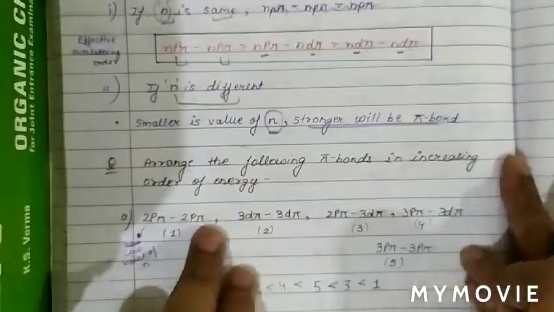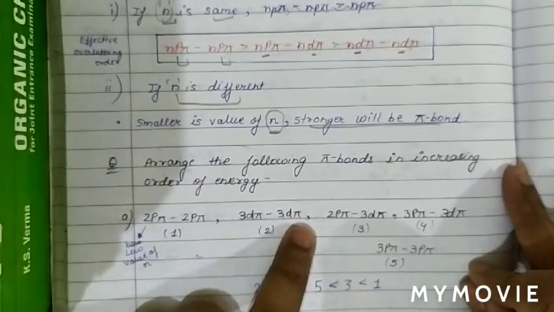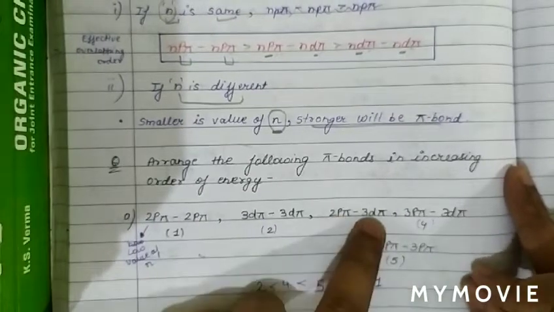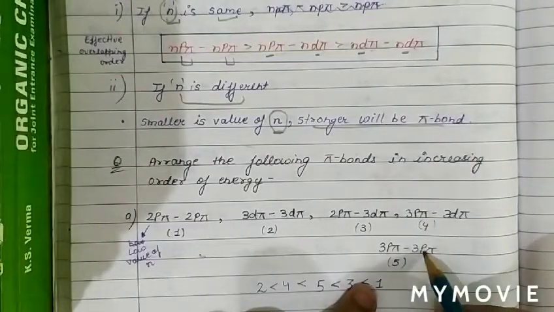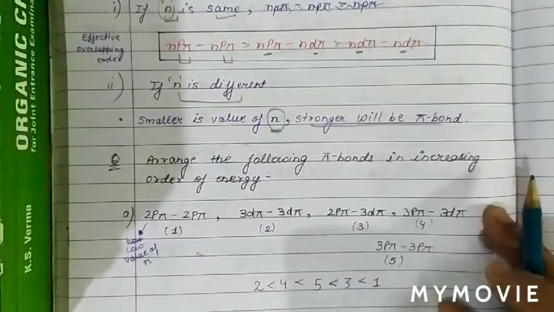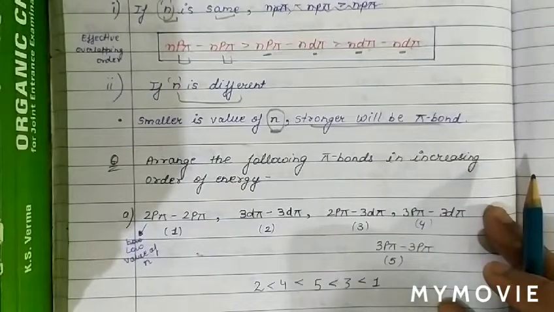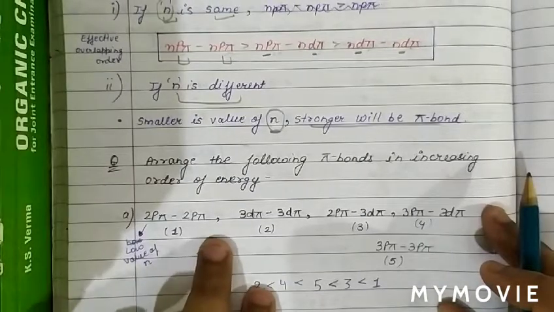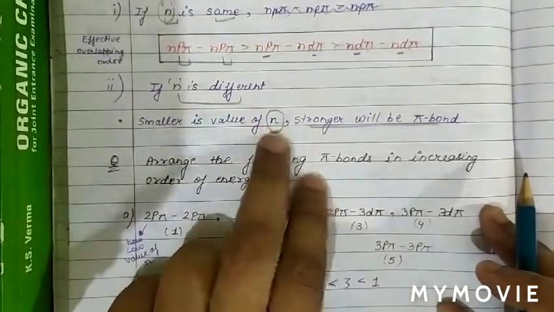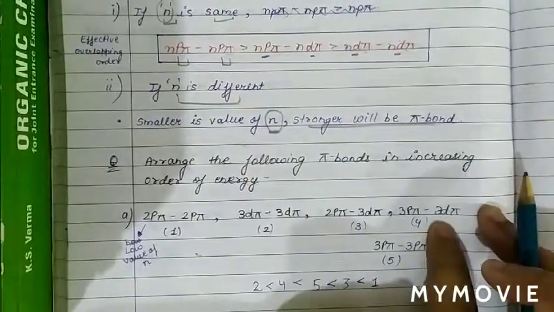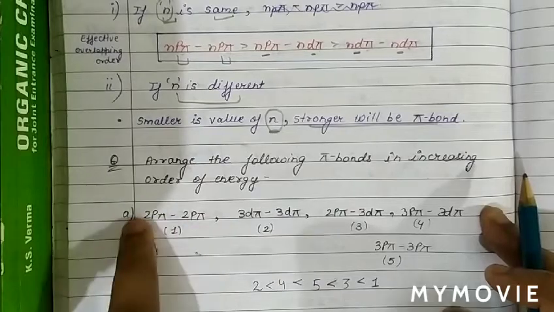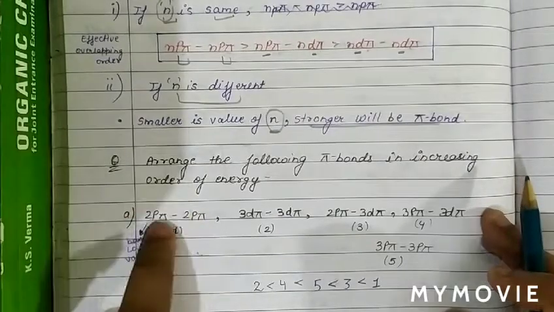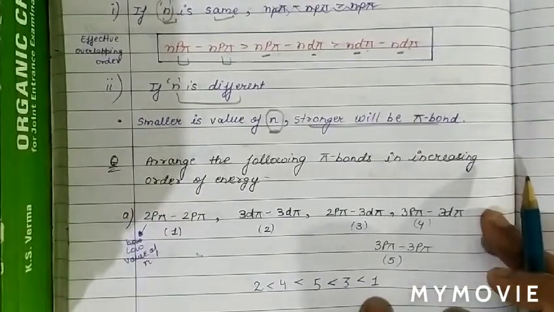One is given pπ-pπ, one is dπ-dπ, one is pπ-dπ, and another pπ-pπ. As we know that pπ bond is stronger, and when n is different, we look for the smaller value of n. In this case, pπ-pπ has the smallest value of n. So the highest bond energy is in case of the first.